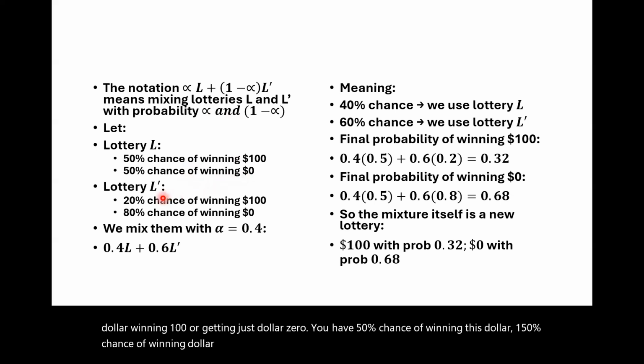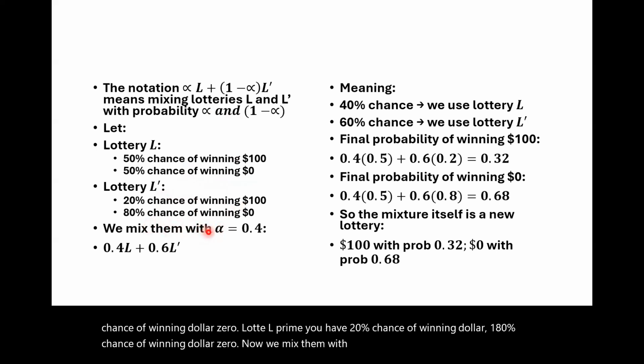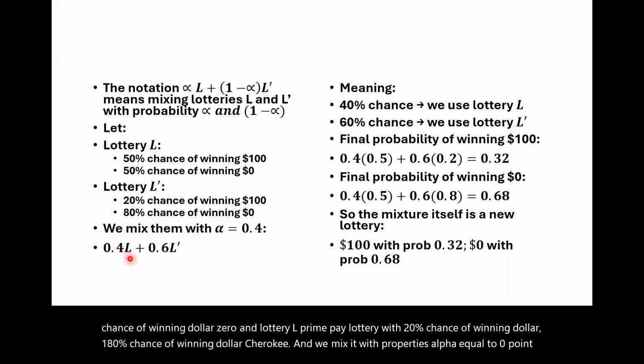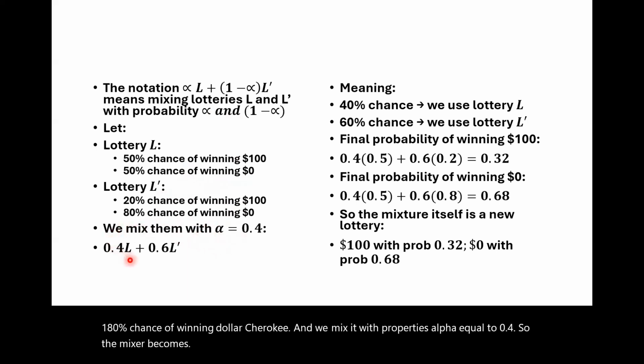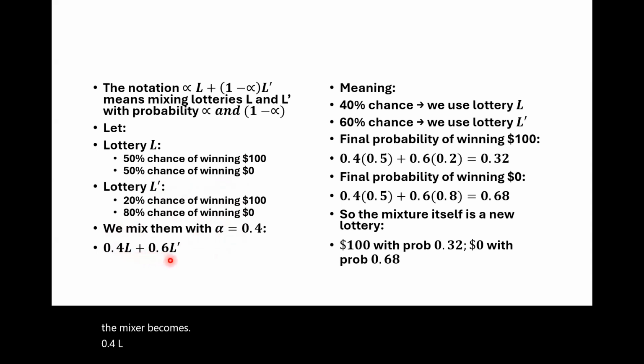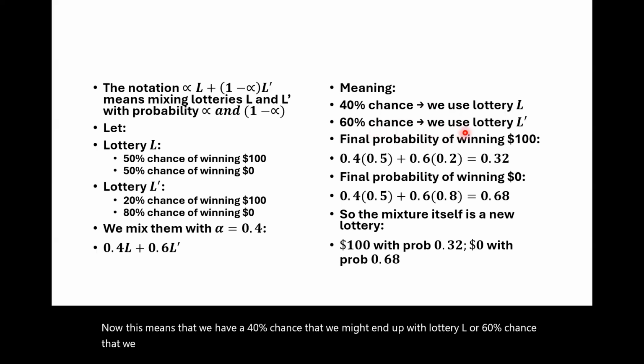Lottery L prime: you have a 20% chance of winning $100 and an 80% chance of winning $0. Now we mix them with alpha as 0.4. So the mixture becomes 0.4 L plus 0.6 L prime, where 0.6 equals 1 minus 0.4. This means we have a 40% chance that we end up with lottery L, or a 60% chance that we end up with lottery L prime.